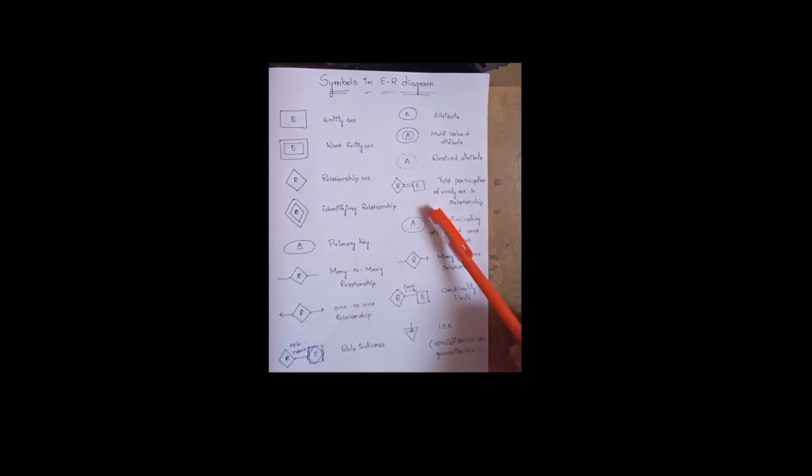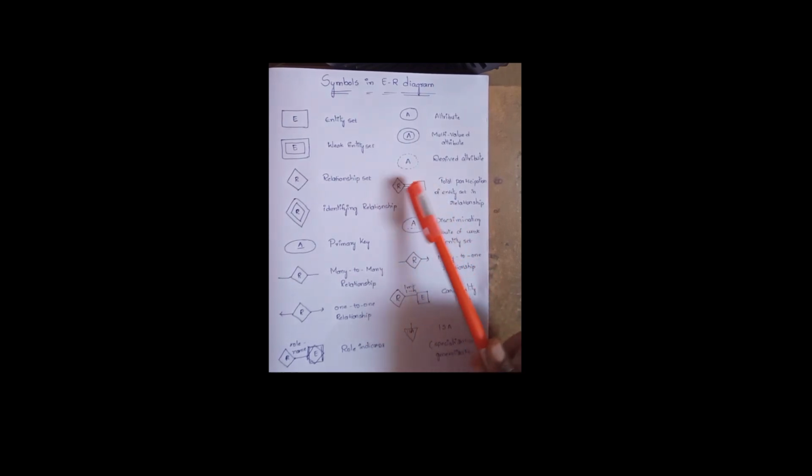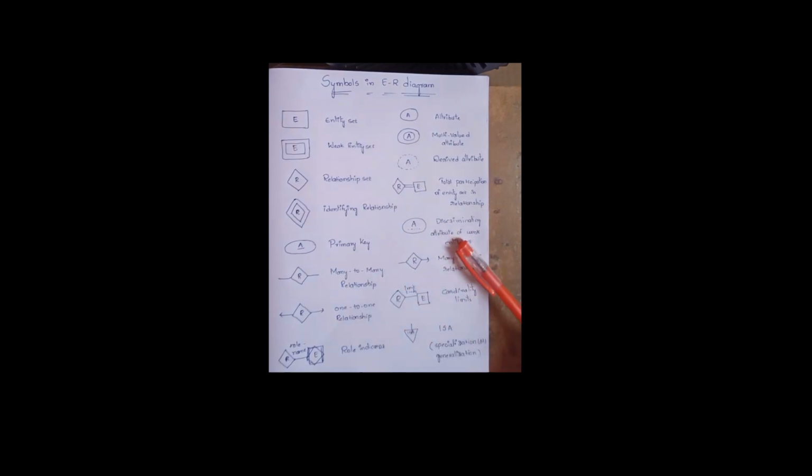And this is total participation of an entity set in a relationship. This is a relationship, enclosed in a rhombus, and this is an entity, enclosed in a rectangle. Between them we have a double line, or double link. We call it total participation of an entity set in a relationship. So this is the discriminating attribute of a weak entity set.